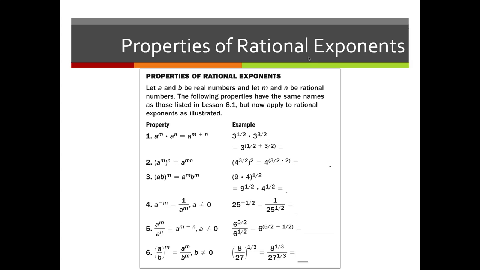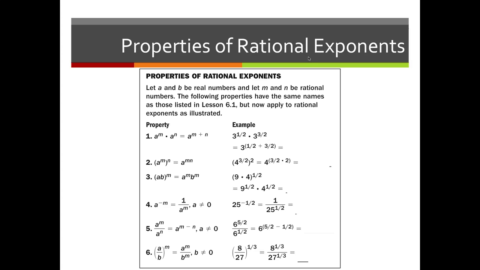The difference now is that m and n, which represent our exponents, can be any rational numbers. Before, our exponents could only be integers. But now we're saying that these same properties work even if our m and our n are rational numbers.